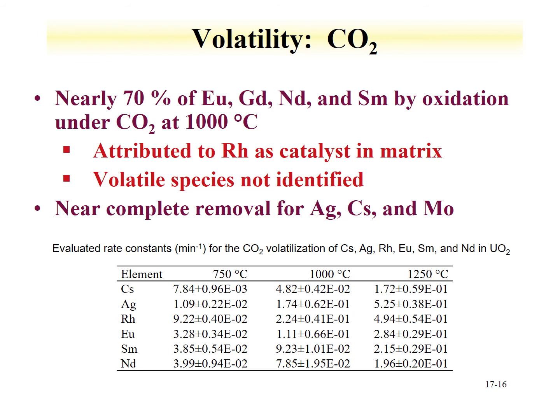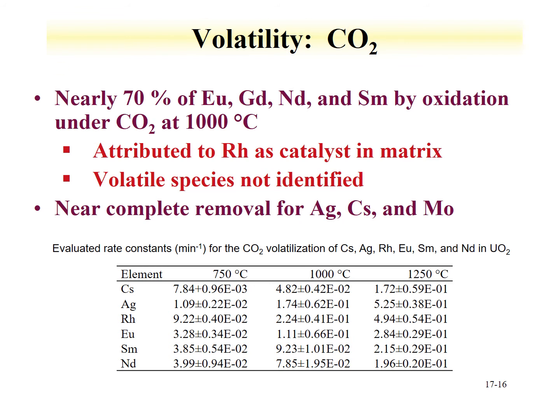Some reactions with additive ligands can drive volatility. An example is with using CO2 under oxidizing conditions. Nearly 70% of the lanthanides can be removed in some experiments by treating oxide fuel under CO2 up to about 1,000 degrees. Some of this work is attributed to the presence of rhodium as a catalyst, or rhodium metal, in spent nuclear fuel, driving this. This work is still at a fairly early phase. The volatile species have not been identified.